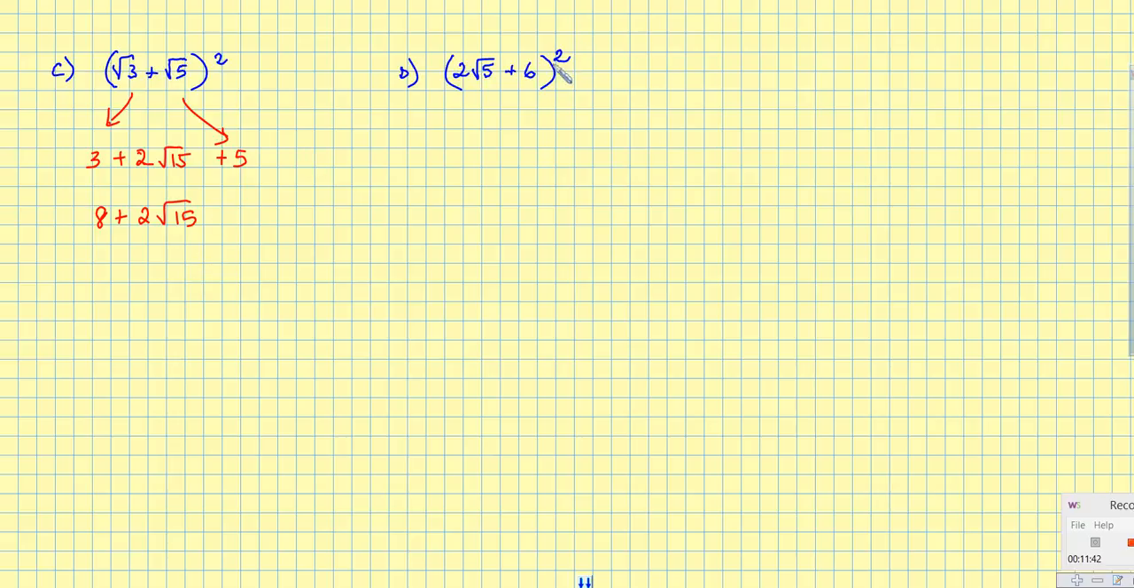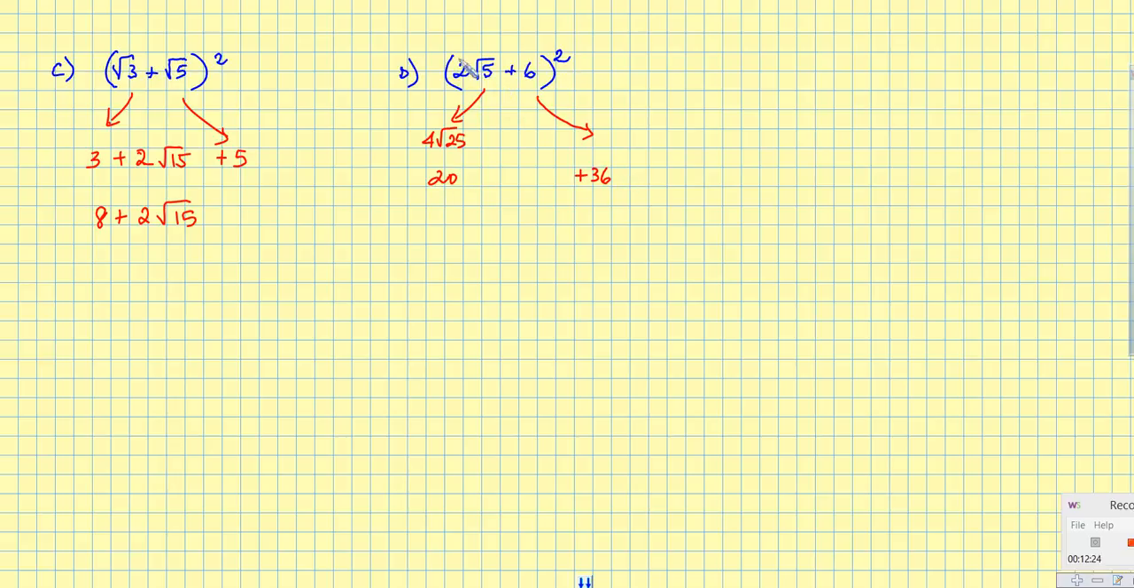The next one is still a perfect square, but it gets a little more complicated. So we're going to square the first. 2 root 5 times 2 root 5 will give us 4 root 25. But 4 root 25 is the same thing as saying 4 times 5. And then if I square the last, I have 6 times 6 is 36, positive 36. So we've got 20 here, and then plus 36.